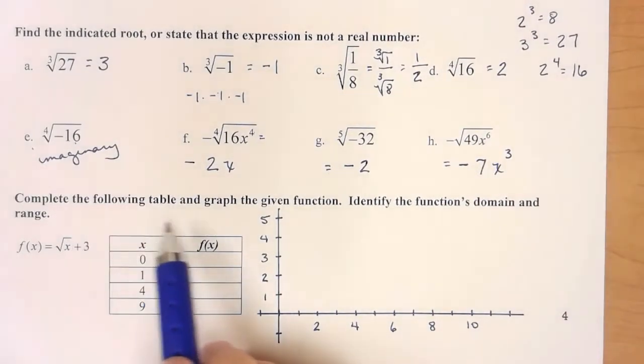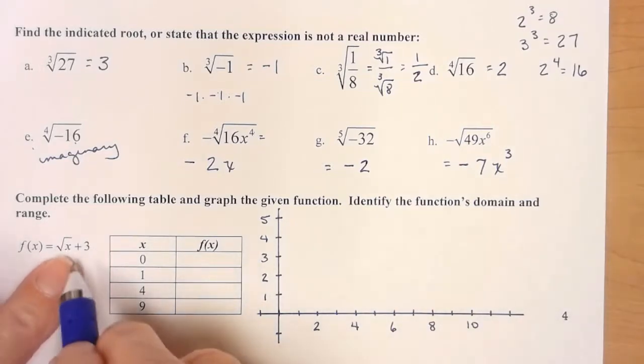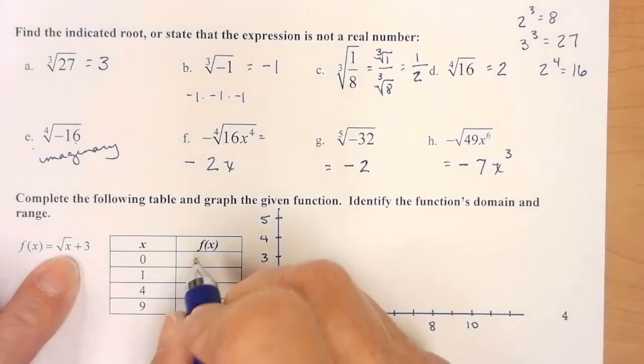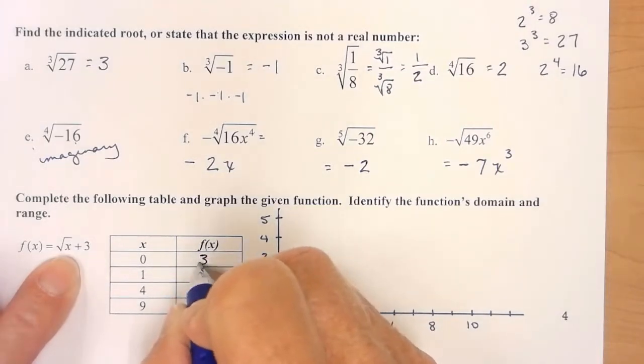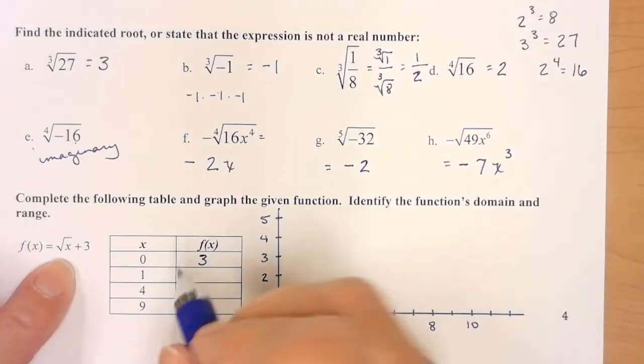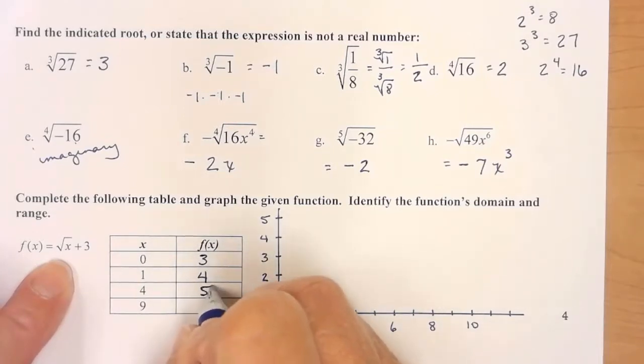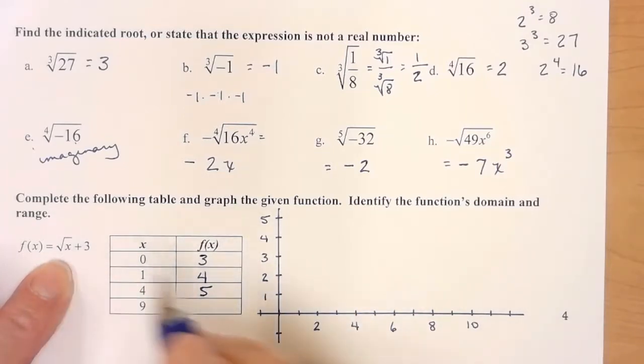We're going to complete the following table and graph the given function. Identify the function's domain and range. So if I put 0 in here, square root of 0 is 0, so 0 plus 3 will give me 3. Substitute in 1, square root of 1 is 1. 1 plus 3 is 4. Put in 4, square root of 4 is 2. 2 plus 3 is 5. Put in 9, square root of 9 is 3. 3 plus 3 is 6.